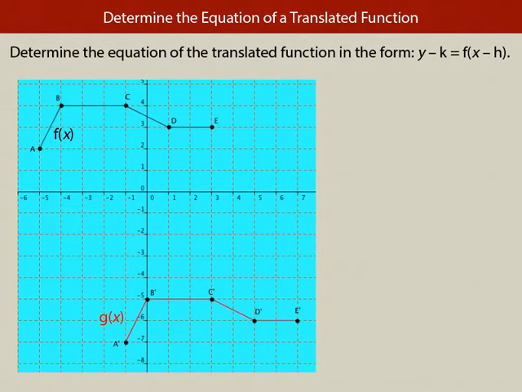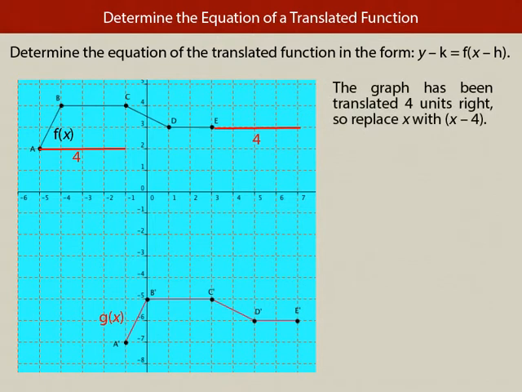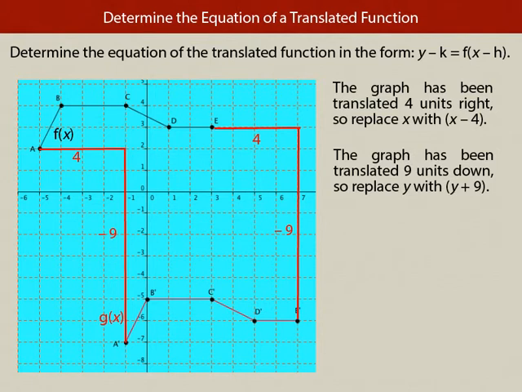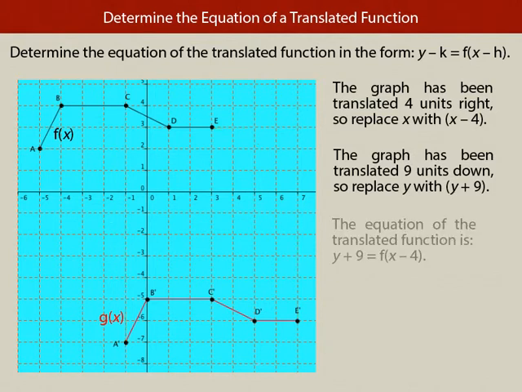Now once again we have to determine the equation of the translated function, that's the red one, in the form of y minus k equals f of (x minus h). Notice that we don't actually have an equation to deal with, just these graphs. So the graph has been translated 4 units right. So that means we replace x with x minus 4. It's also been translated 9 units down. So replace y with y plus 9. So the equation of the translated function is y plus 9 equals f of (x minus 4).